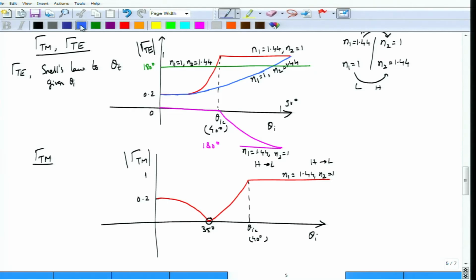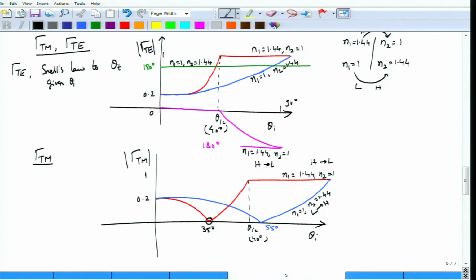What would happen in the other case? Well, in the other case again you start with 0.2, okay, and thereafter it actually goes down, and nothing whatsoever happens, and slowly, asymptotically, you will reach the magnitude of reflection equal to 1. The angle at which this would go to 0 is around 55 degrees, and this is the case where you are going from low to high, that is n1 is equal to 1 and n2 is equal to 1.44, from low to high value of refractive index.